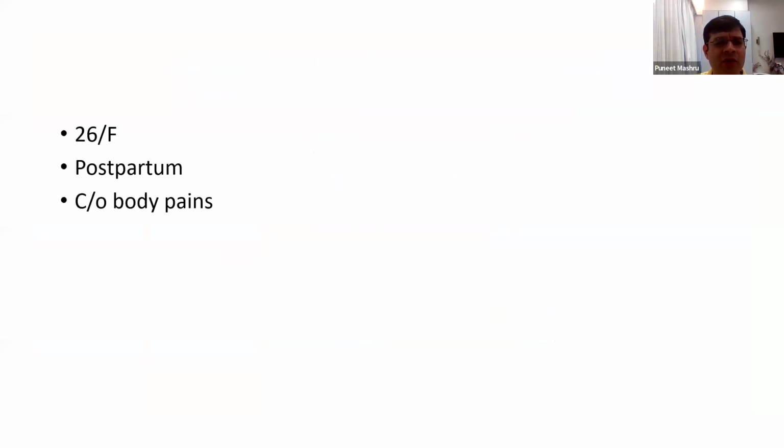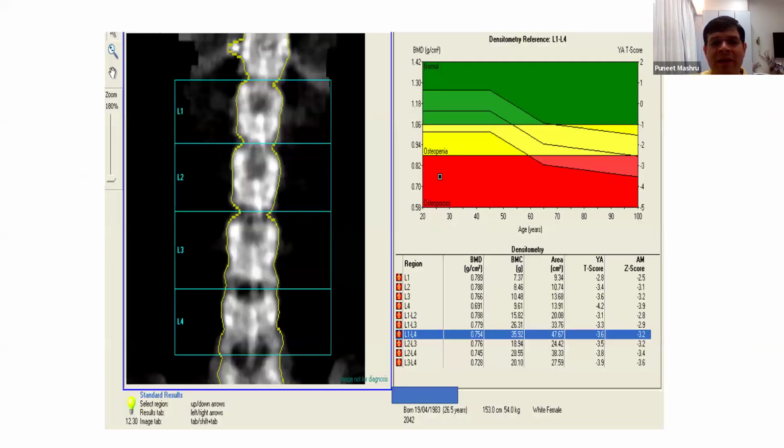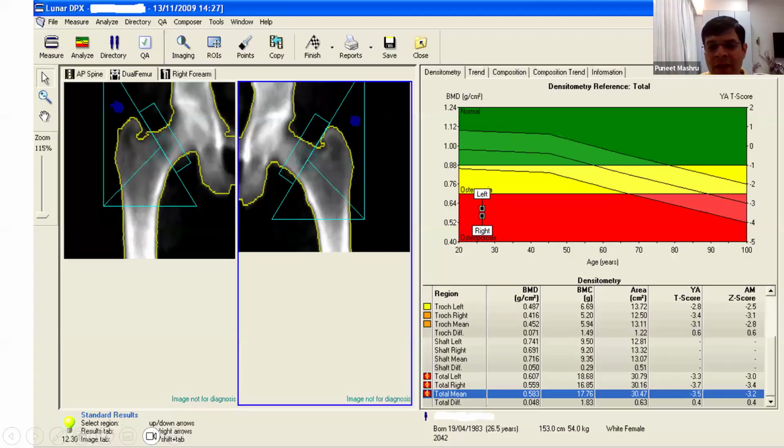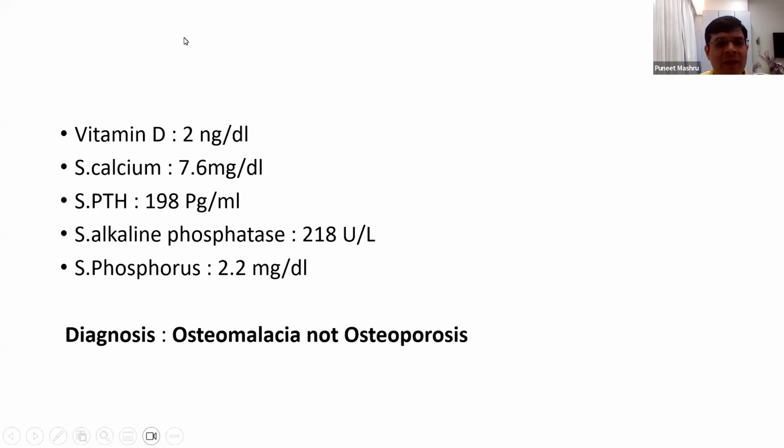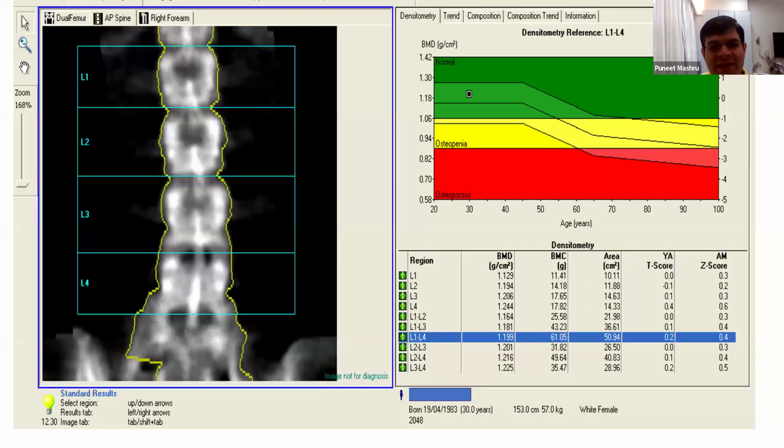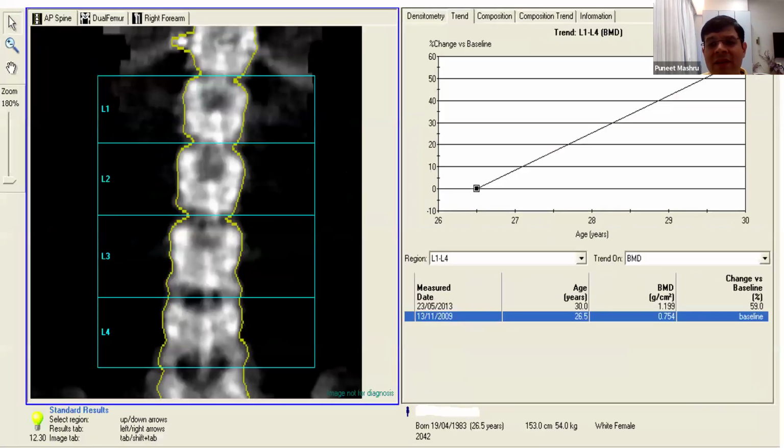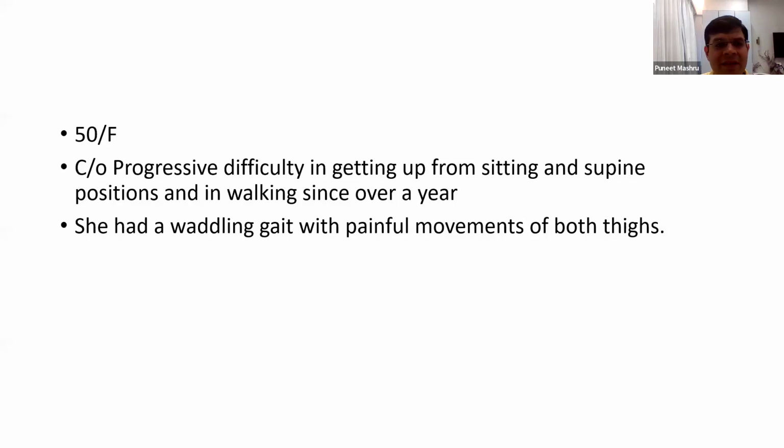It's a 26-year-old female with postpartum body pains, and she went for a health checkup, which showed very low bone density. T scores of minus 3.6, Z scores of minus 3.2, at the spine and hip both. But if you look at it, the vitamin D is very low, calcium is low, PTH is high, alkaline phosphatase is high, phosphorus is on the low side of normal. So this is osteomalacia and not osteoporosis. And just correcting the vitamin D and correcting the osteomalacia, the bone density has significantly increased, at the spine by almost 60%, and at the hip also by almost 60%.